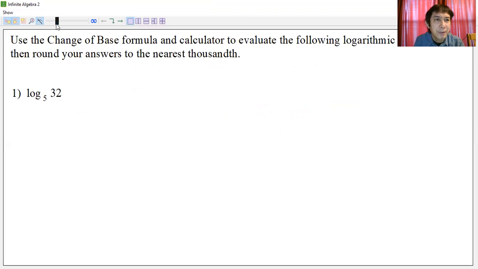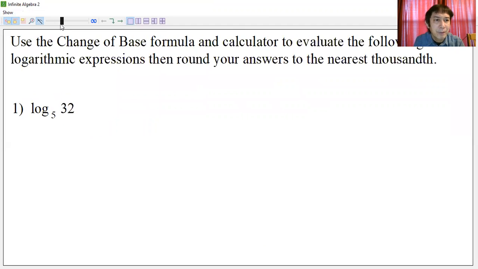Here's the first number. So we have logarithm of 32 base 5. Now we shall have the change of base formula first. So this is the way to do the change of base formula. It has the format log A to the base B.